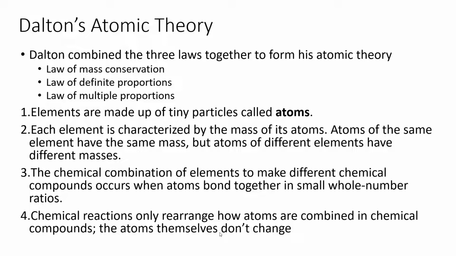Number 1 in Dalton's atomic theory: elements are made up of tiny particles called atoms. 2, each element is characterized by the mass of its atoms. The atoms of the same element have the same mass, but atoms of different elements have different masses. 3, the chemical combination of elements to make different chemical compounds occurs when atoms bond together in small whole number ratios. And 4, chemical reactions only rearrange how atoms are combined in chemical compounds. The atoms themselves do not change.